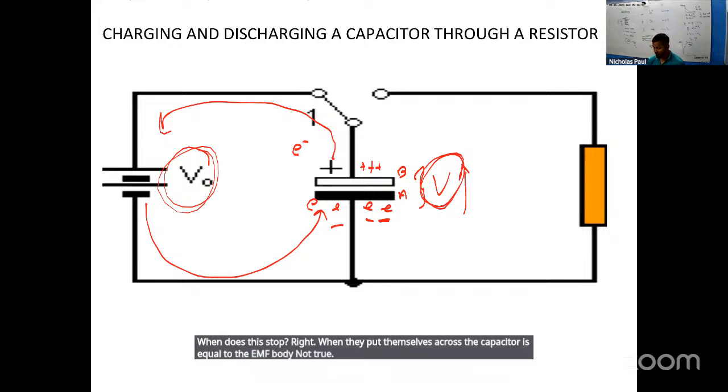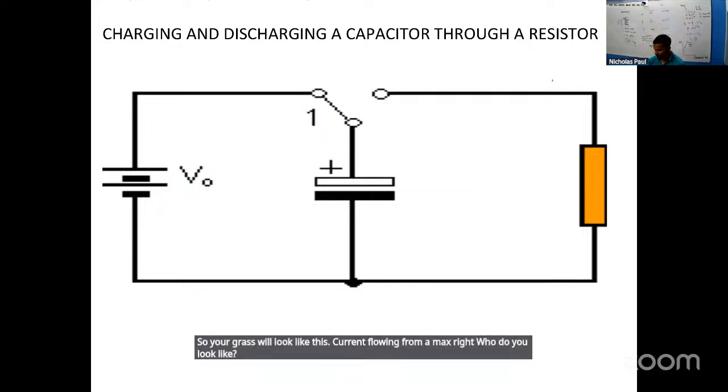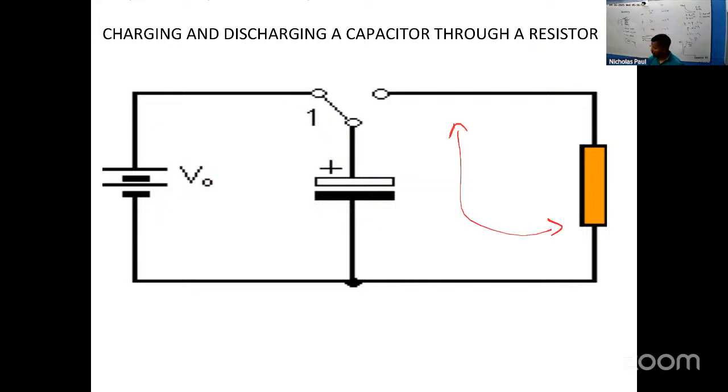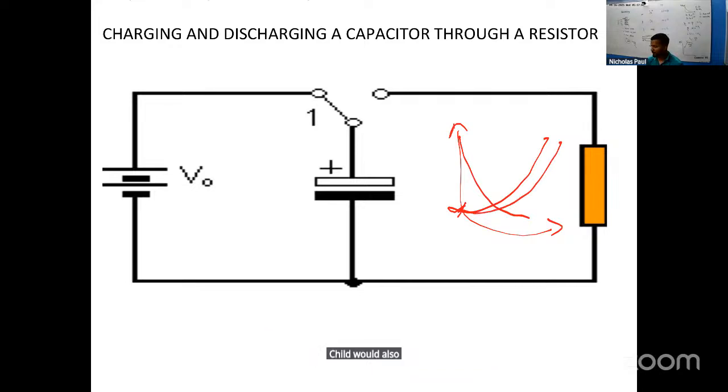So your graph will look like this. Current flows from a max, so current will look like this. Voltage starts at 0, so voltage will look like this, and charge will also look like that. That's during charging.